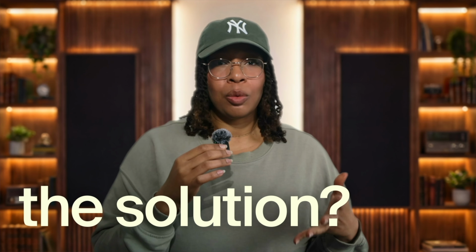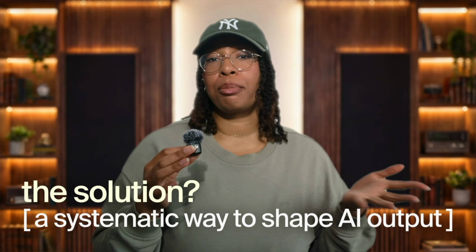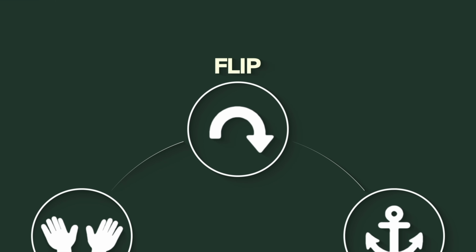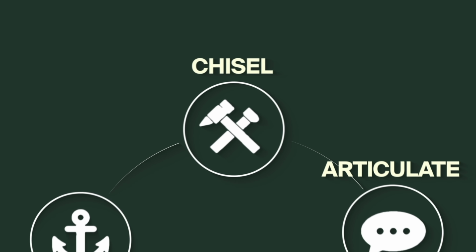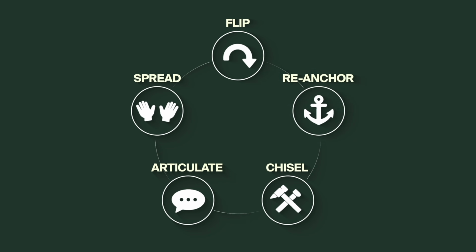The solution? Well, you need a systematic way to shape AI output. Not just prompt it better, but shape it. See what I did there? The shaping loop has 5 steps: flip, spread, articulate, chisel, and re-anchor. Each step serves a specific purpose, and you can use them in order or jump to the one you need in the moment. The key is that you're never just saying, "Hey, make it better." You're giving the AI specific shaping instructions that move you closer to publication quality. Let me walk you through each one with real examples.